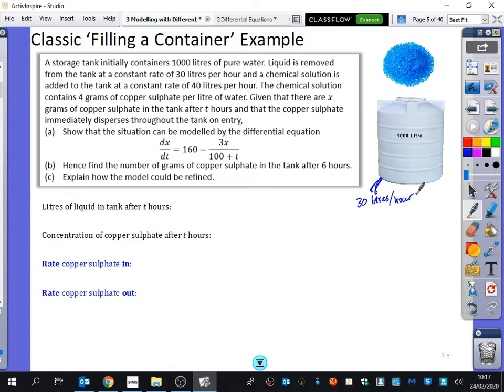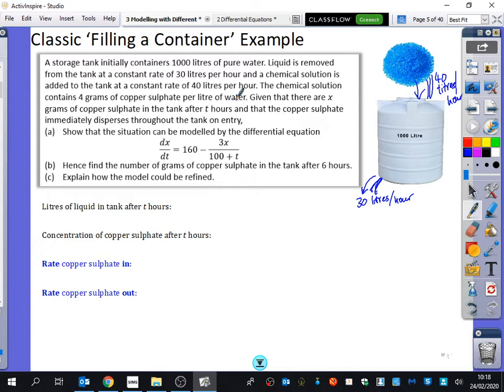And a chemical solution is added to the tank at a constant rate of 40 litres per hour. So there's 40 litres, shame I can't spell litres, per hour going into the tank. So this is going in, this water is coming out. You should already be thinking to yourself, what's happening overall to this tank? It says that the chemical solution contains 4 grams of copper sulfate per litre of water. So they're not putting in 40 litres of copper sulfate, they're putting in 40 litres, and each litre has got 4 grams of copper sulfate in it, which is that blue stuff.